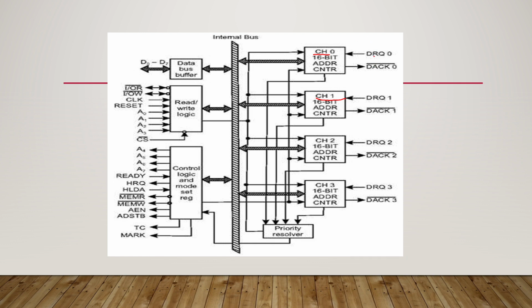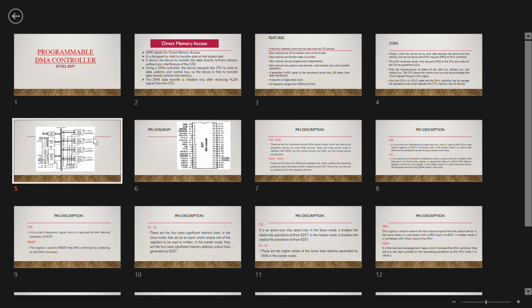What is the DMA request signal? Whenever any peripheral device wants to transfer data using the DMA controller, it first sends a DMA request to the DMA controller. Once the DMA controller accepts the request, in reply it sends the DMA acknowledgement signal back to the peripheral device. So these are the DMA request and the DMA acknowledgement signals.